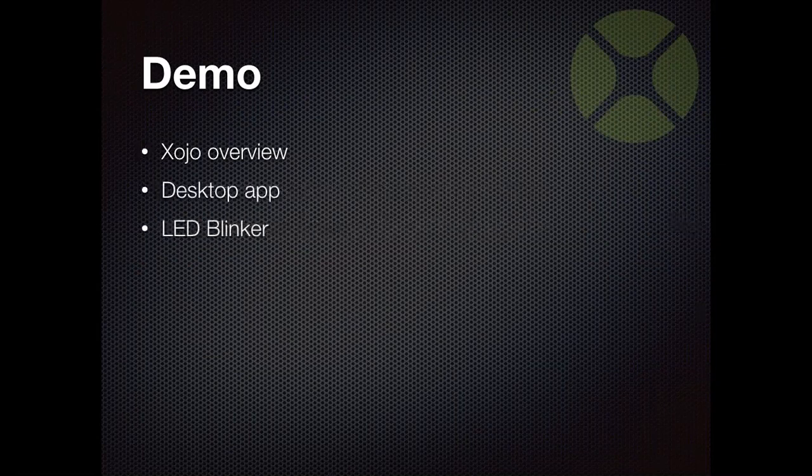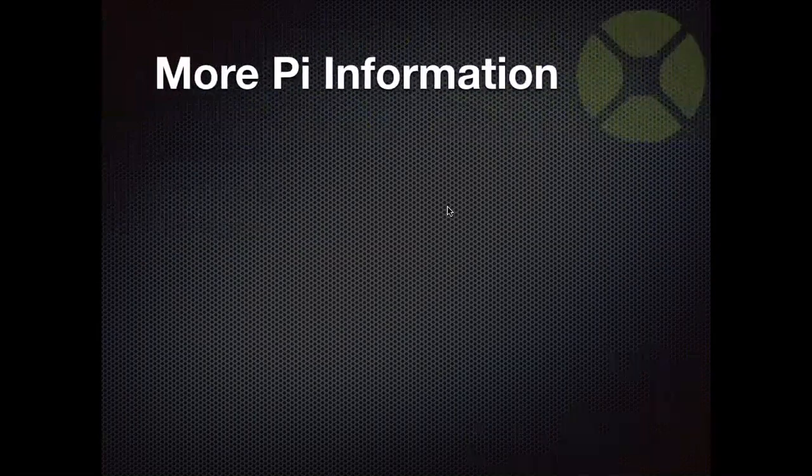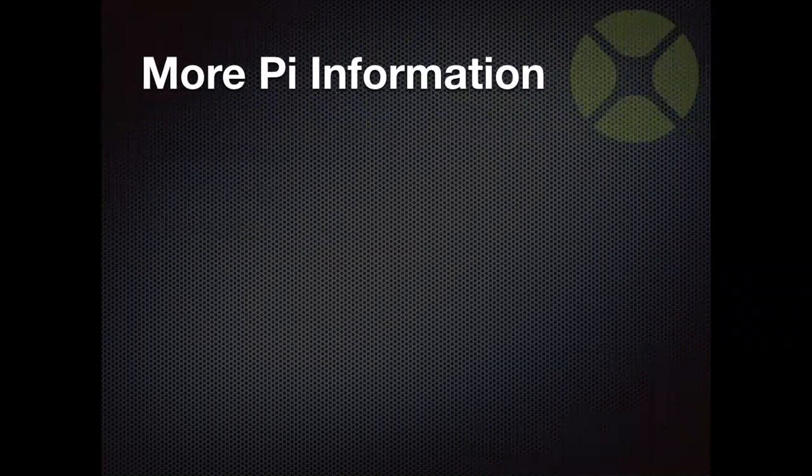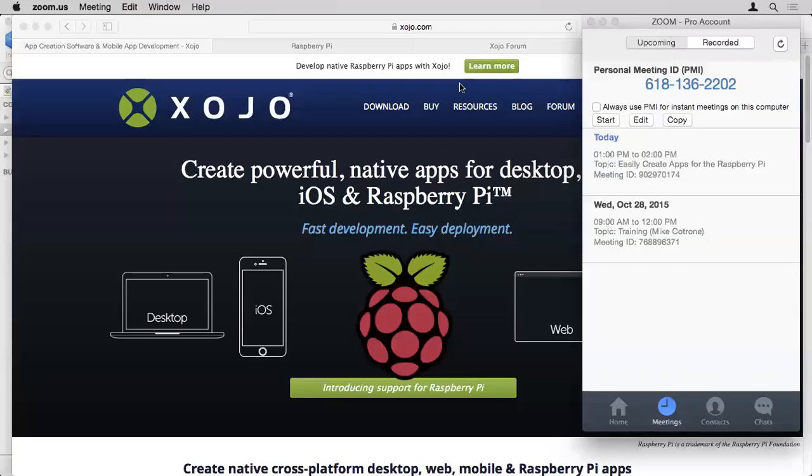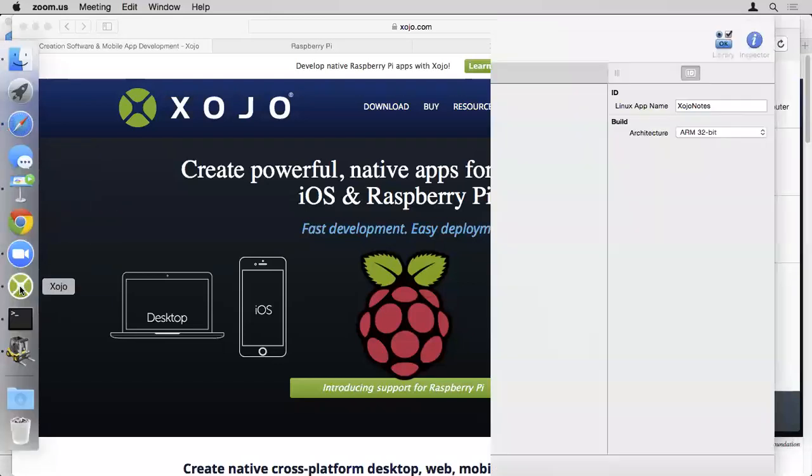So we're just going to jump into a few demos using Xojo so you can see what it looks like. I'm going to give a very brief overview of Xojo itself. We'll run a desktop app on a Pi. And then we'll create a circuit to make an LED blink, and then show what Xojo code you can write that will do that sort of thing. And then we'll look at some other Pi stuff. So let's fire up Xojo here.